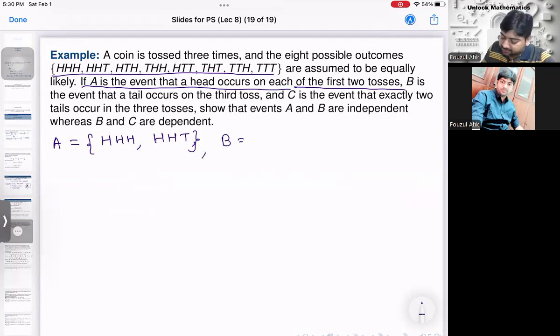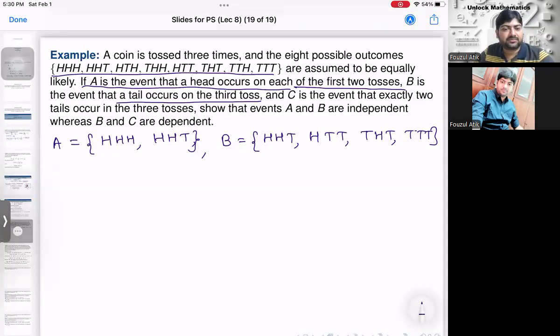What is the event B? B is the event that a tail occurs on the third toss. So only in the third toss you should have a tail. What are the outcomes for B? It is HHT, where tail occurs in the third one. Then HTT, THT and TTT. All these places tails occur in the third toss.